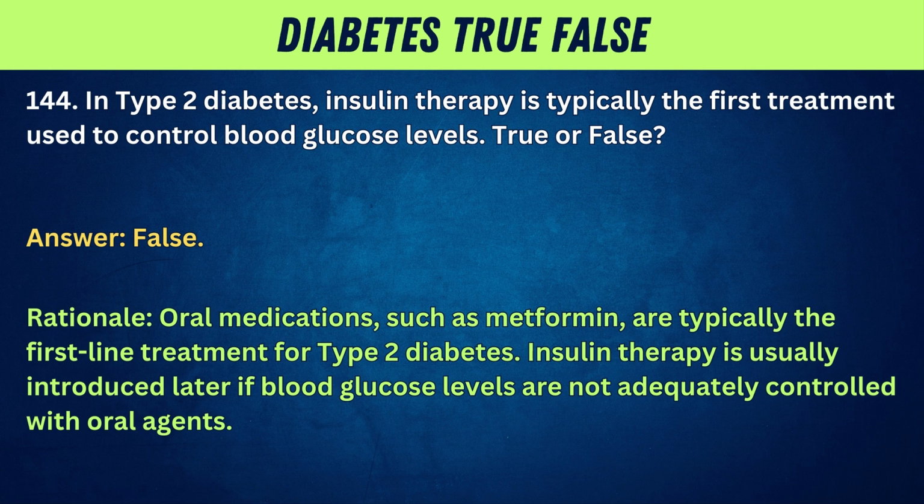144. In type 2 diabetes, insulin therapy is typically the first treatment used to control blood glucose levels. True or false? Answer: false. Rationale: Oral medications such as metformin are typically the first-line treatment for type 2 diabetes. Insulin therapy is usually introduced later if blood glucose levels are not adequately controlled with oral agents.